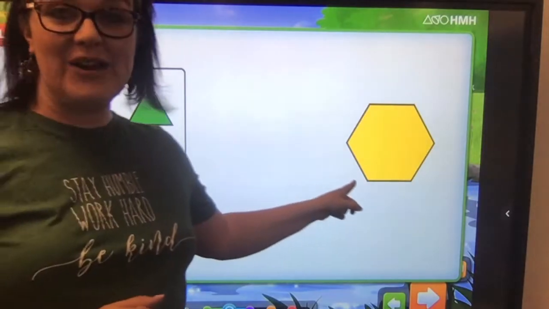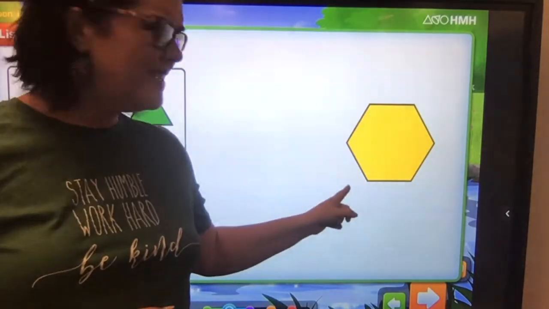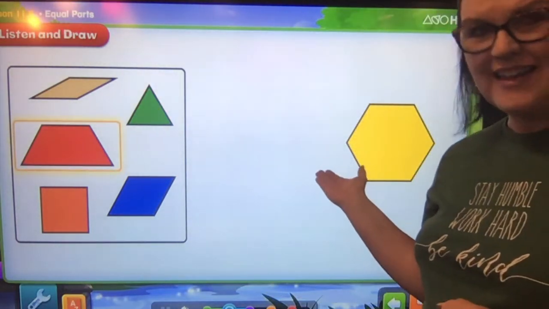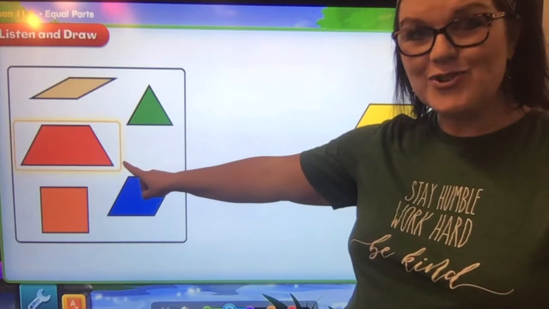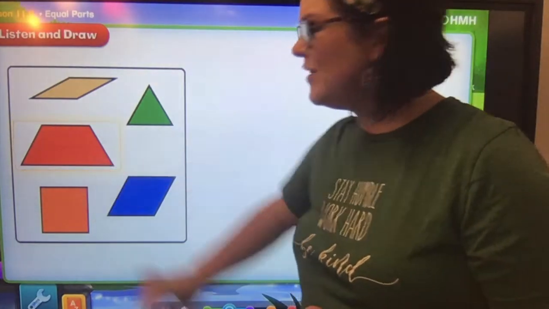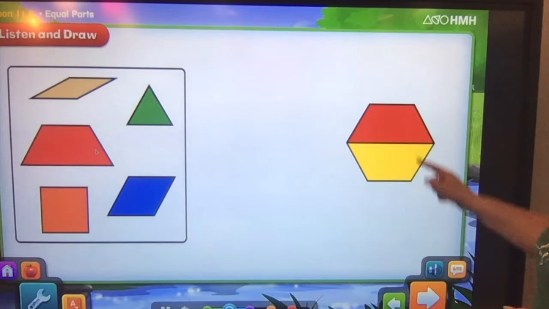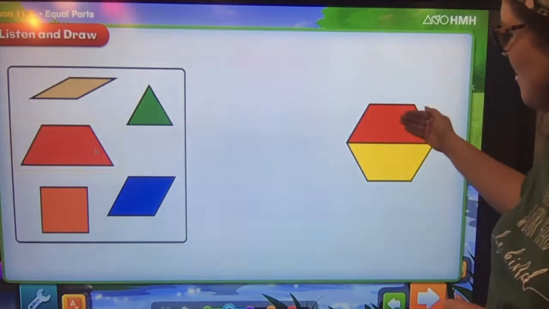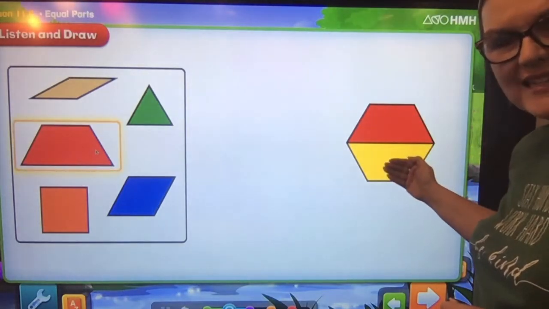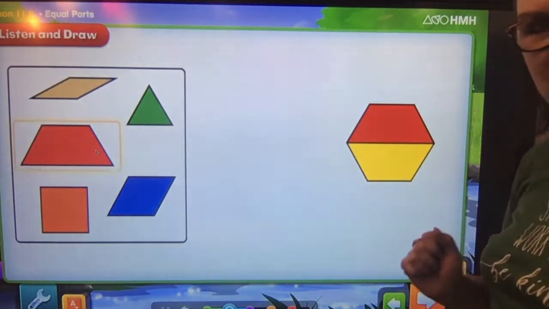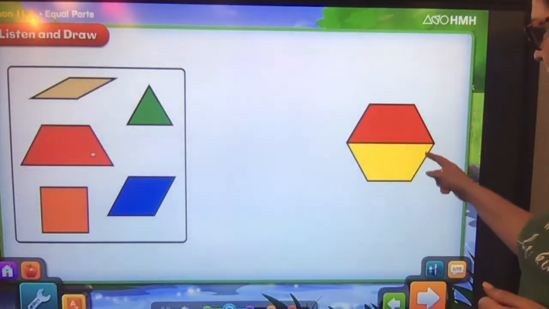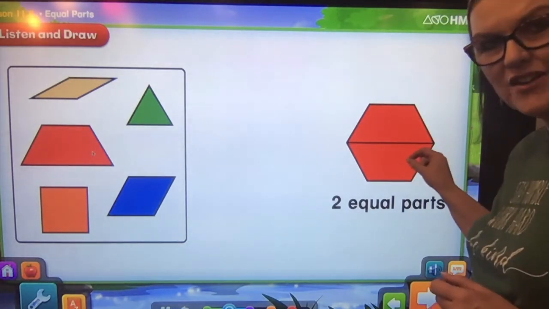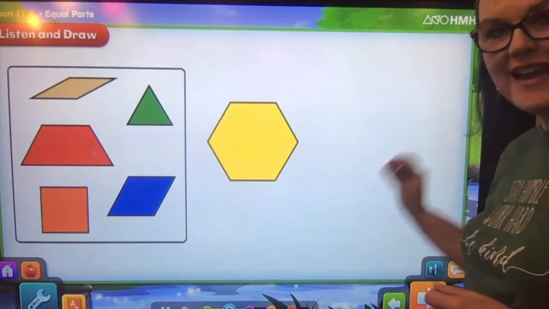Now, as you can see, we have this hexagon, and we need to figure out which of these shapes could fit in this hexagon. Do you see the red blinking trapezoid? We can go ahead and put that red trapezoid in there, and you can see that it fits in there just like a glove, right? Now, how many of these do you think we could fit into this hexagon? I think we could fit another one. Let's go ahead and put it in there. So now it shows that there are two equal parts to this hexagon. Two trapezoids equals one hexagon.